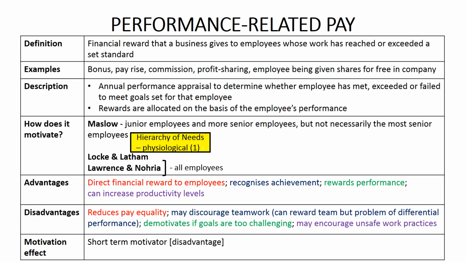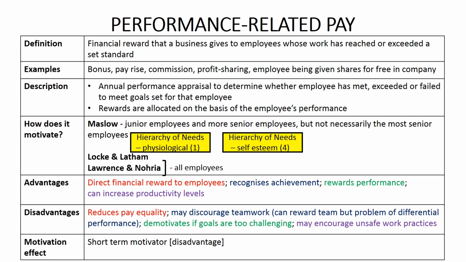More senior employees have probably satisfied their physiological needs because they are likely to have a job that pays reasonably well. Accordingly, they won't be motivated to work harder to satisfy their physiological needs. However, according to Maslow's hierarchy of needs, they are likely to be motivated by self-esteem needs. That is, they will be motivated to work hard for the business if they will be rewarded with status or recognition. Performance-related pay, such as a bonus, a pay rise, a share in the profits of the business, or free shares in the company that operates the business, are a way of giving these employees this status and recognition.